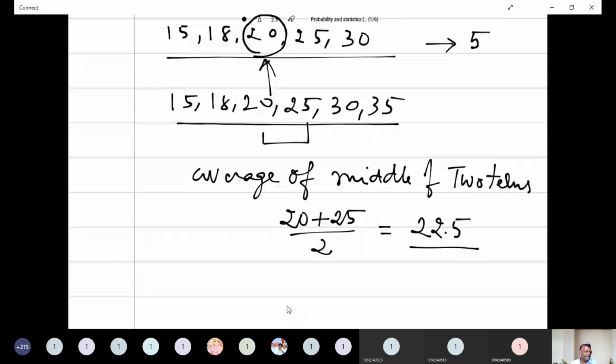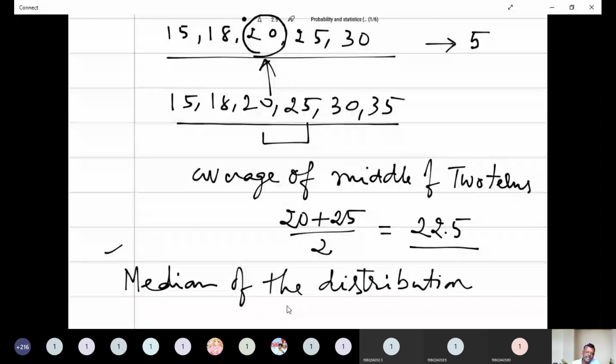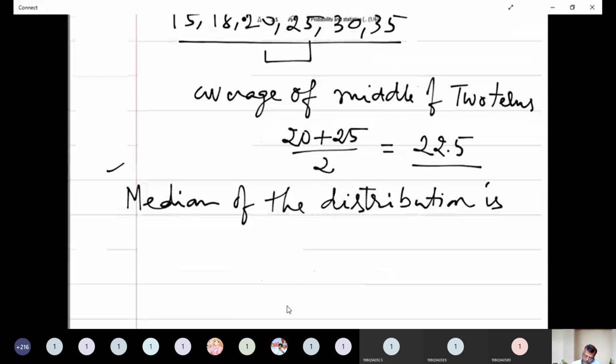Now coming to the definition of median. The median of the distribution is the value of the variable which divides it into equal parts. This is the definition of the median.